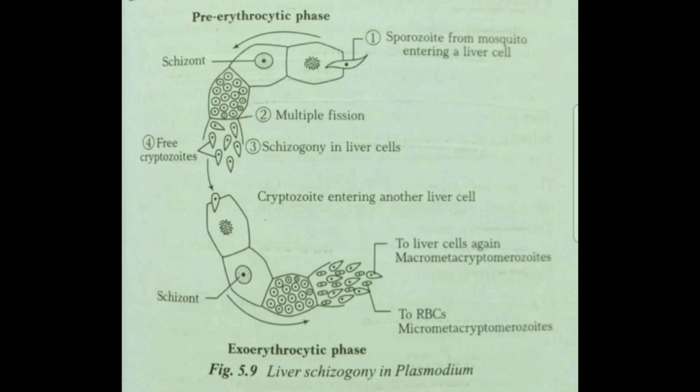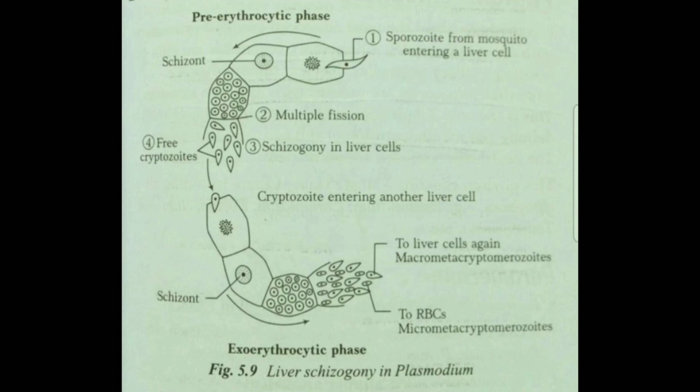In the exoerythrocytic phase, the cryptozoites are ready to infect fresh liver cells where they grow and become schizonts. The same process is repeated several times. The liberated merozoites in this phase are called metacryptozoites. The process of formation of metacryptozoites from the cryptozoites in liver cells is called exoerythrocytic schizogony.